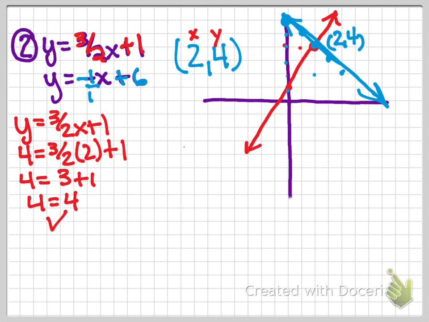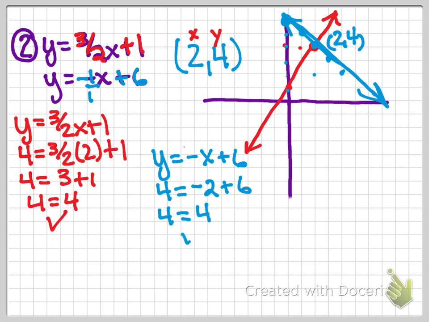Let's look at the second equation in our system of equations, which was y equals negative x plus 6. Again, we're saying that y is 4 and that x is 2. So let's see what happens. 4 equals, well, negative 2 plus 6 is 4. Therefore, we know this is the solution to our system of equations.